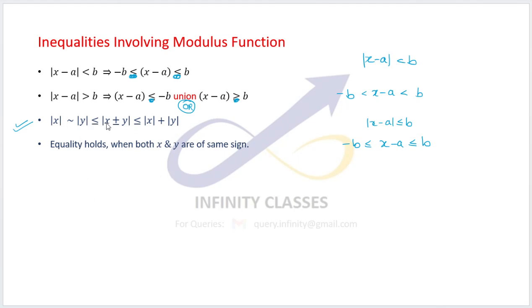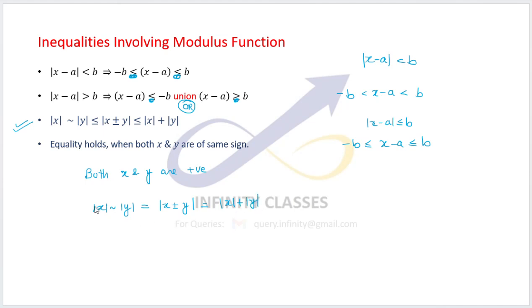The equal to sign in this inequality holds when x and y are of the same sign. If both x and y are positive, then also the equal to sign will hold. That means mod x difference mod y will come out to be equal to mod x plus or minus mod y, which is equal to mod x plus mod y.